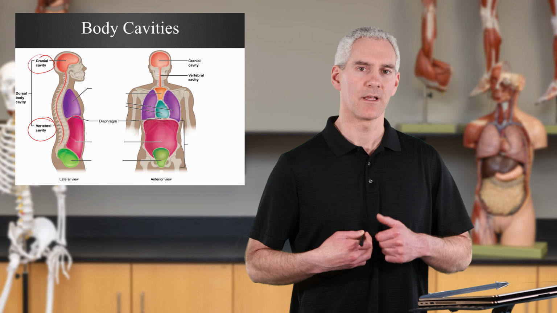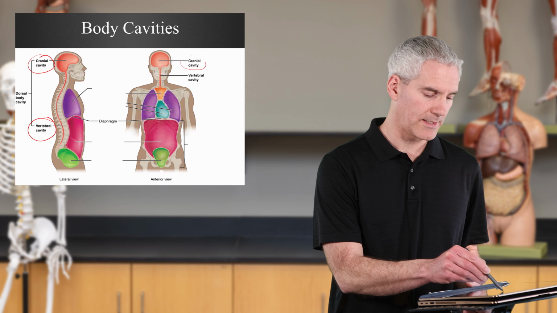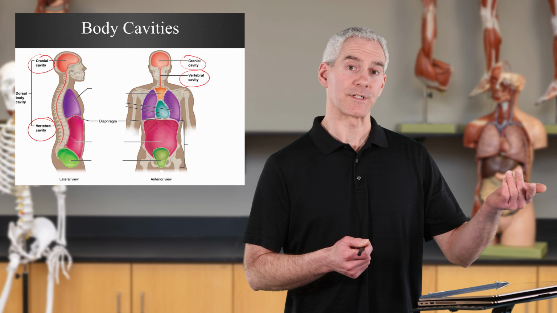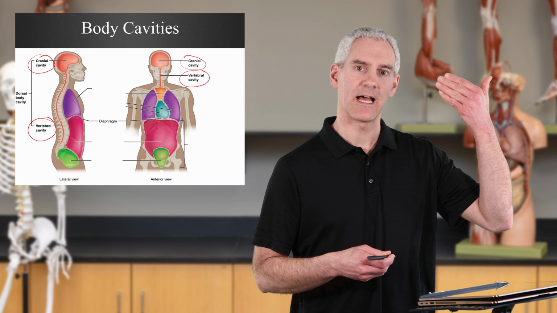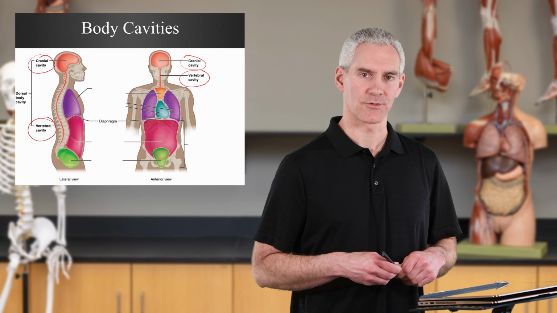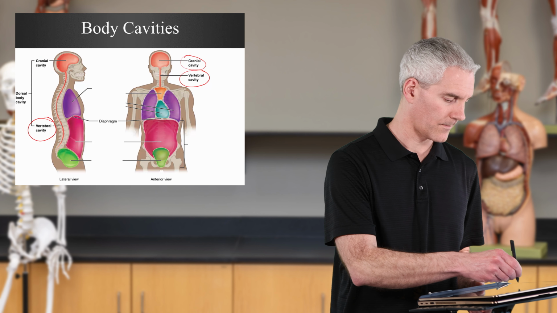Now, on the lateral view, I circled those, but if you look at the anterior view, you can still see the cranial cavity and the vertebral cavity there. But notice the vertebral cavity is going to dive down behind or posterior to the actual ventral body cavity. Hence why it's called dorsal body cavity.